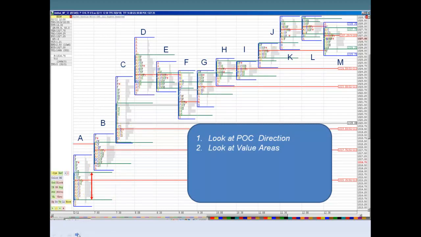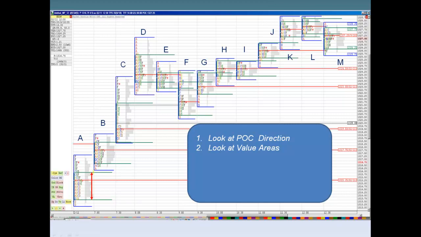All right, the next thing that we want to look at together, we've looked at the POCs, we want to look at the value area. What is happening to value in the market? Are value areas moving up? Are they expanding? Are they contracting? This is all very valuable information to anyone who understands the profile. So let's begin to see what is happening to value.